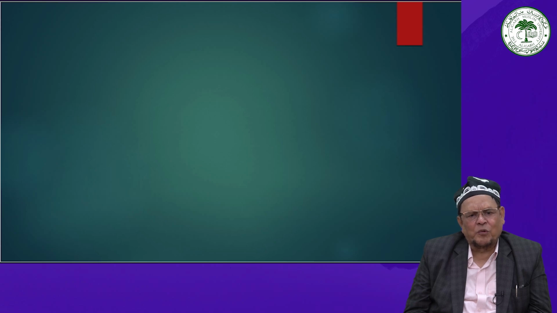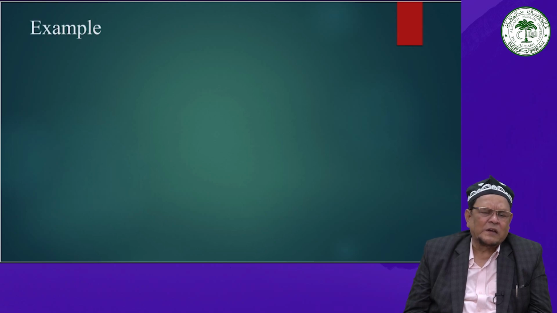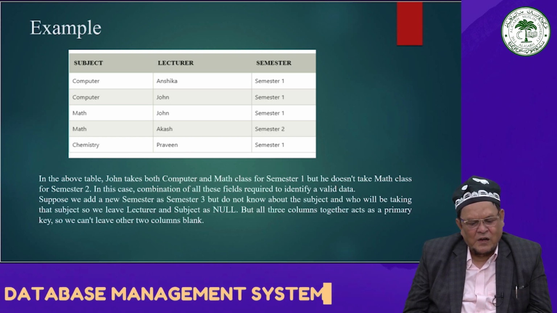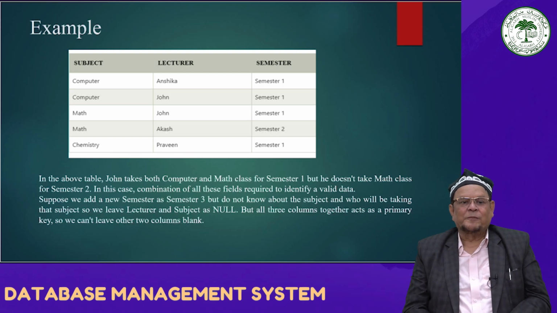So we take one example. I hope by that example it will be very clear to you. I am taking one simple example. The table contains three attributes: subject, lecturer and semester. Subject computer, Anishka, semester 1. Subject computer, John, semester 1. Math, John, semester 1. Math, Akash, semester 2. Chemistry, Parveen, semester 1.